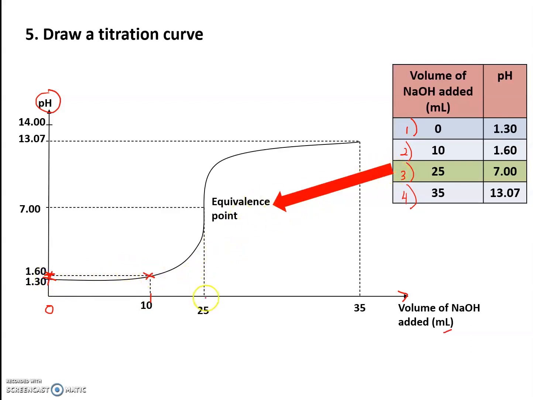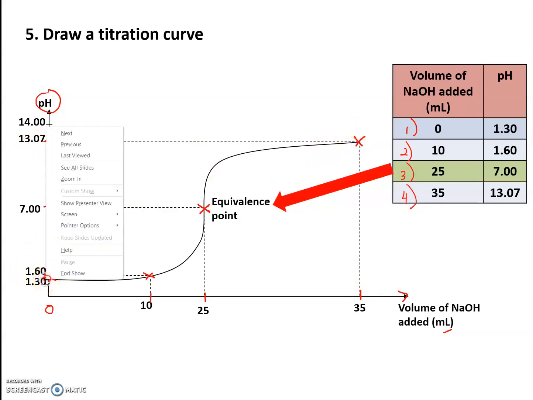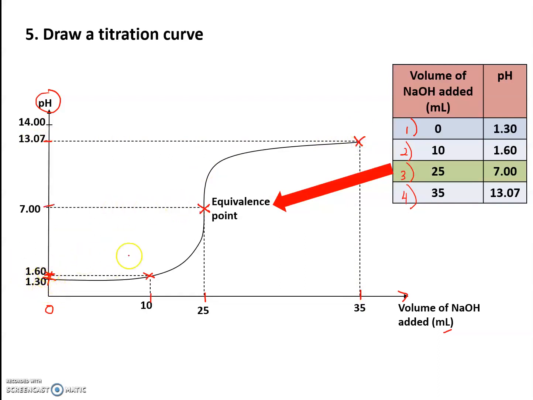Number 3, pH at the equivalence point and volume. Volume is 25, pH is 7. So plot the third point here. Next, 35 ml of titrant, and the pH of solution is 13.07. Plot the last. Then after that, draw the titration curve. You adjust this one because of small differences. You must draw a very sharp initial, a sharp endpoint, and after the equivalence point.